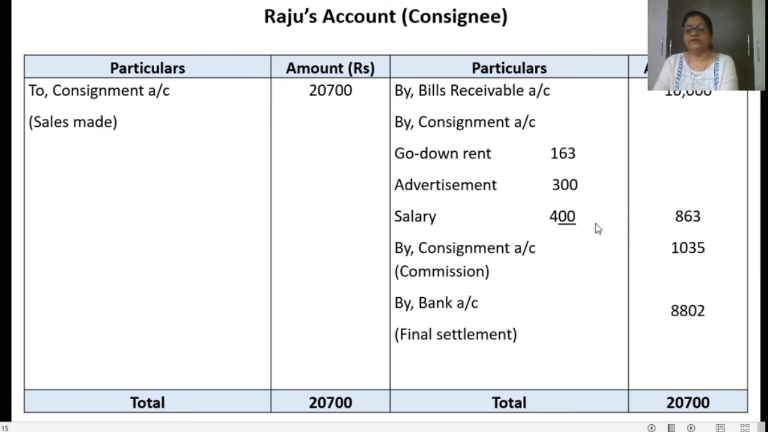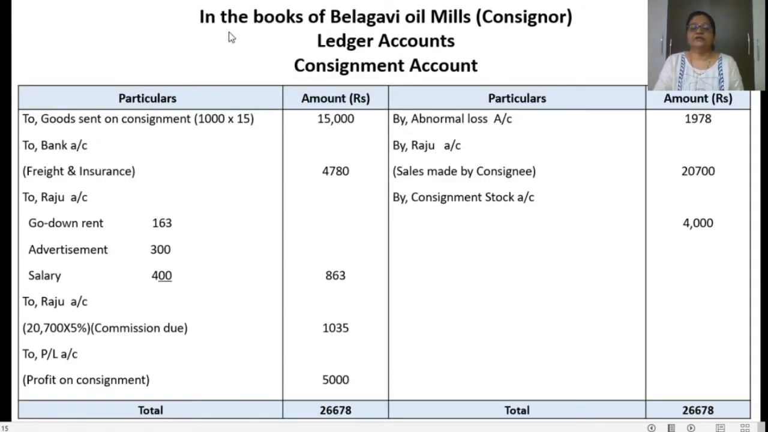Okay, now we'll take the accounts in the books of Consignor. So here in the books of Belgavi Oil Mill, you are going to write the consignment account. In a consignment account, you have to write on the debit side first goods sent on consignment, that is 15,000. Then expenses by the consignor, that is 4,780. If a consignee does any expense, you have to write to consignee or Raju. So he has spent godown rent 163, advertisement 300, salary 400. So the total comes to 863 as expense by the consignee.